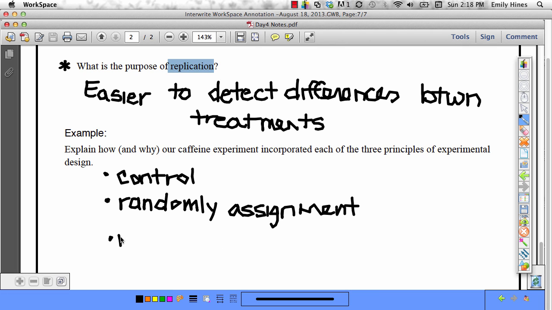And replication, I would want to have many people do this experiment so that I can compare the differences and have multiple differences to compare. I would not want to do this experiment just once. Okay, so those are the three principles of design. You need to know each of the three of them, and you need to know their purposes and how to use them.